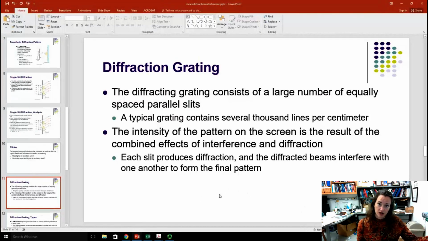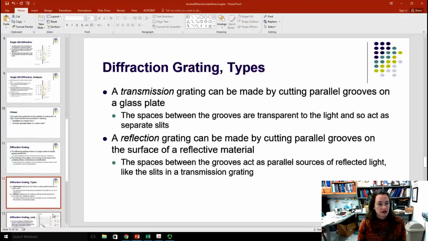All the neighboring sources of light interfere with one another, and that forms the final diffraction pattern from a grating. Now you can make a transmission grating by cutting parallel grooves on a glass plate, for example, and the spaces between the grooves are transparent to the light, and so they act as a separate slit. Or you can make a reflection grating by cutting parallel grooves on the surface of a reflective material like a mirror, and then the spaces between the grooves act as parallel sources of reflected light, like the slits in a transmission grating.